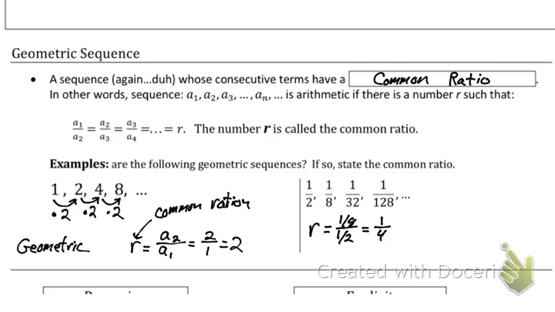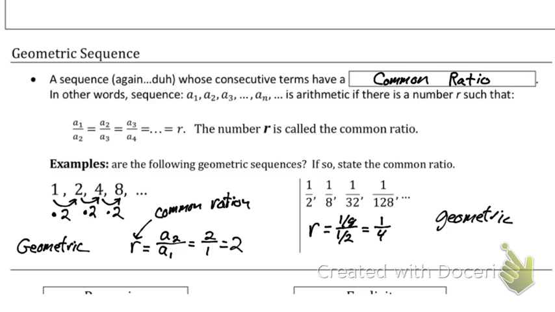So if I do 1/2 times 1/4, I get 1/8. 1/8 times 1/4 equals 1/32. 1/32 times 1/4 equals 1/128. This is, in fact, geometric. So a lot of times if I'm not sure if something's geometric, I know for a fact it's not arithmetic, but it has these weird fractions or weird decimals, and I'm not sure if I'm multiplying, I'm going to find a common ratio and see if it works for everything.